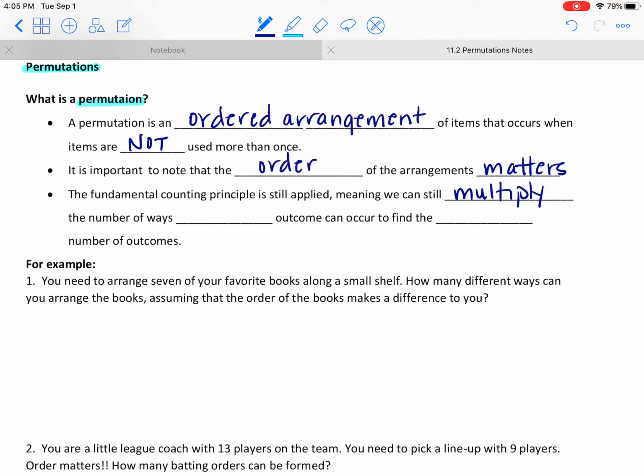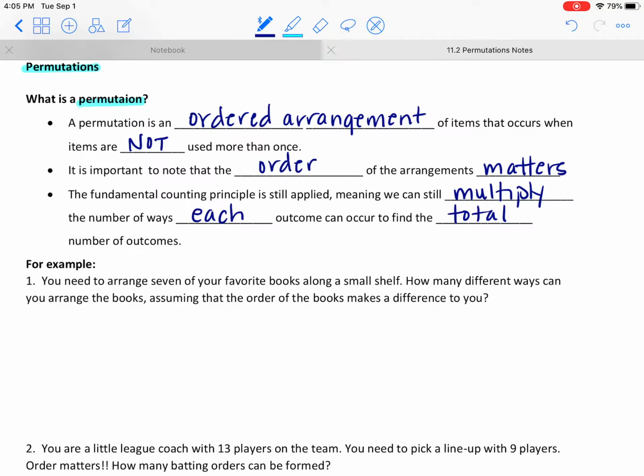We can still multiply the number of ways that each outcome can occur to find the total number of outcomes in a situation. So I'm going to show you how what we're doing is connecting to the counting principle that we've already talked about, and then I'm going to show you how we can use this concept of permutations and actually a formula to simplify our work. Now you'll still have both options. I just want to throw out there what some of the language and options are going to be available, and then you sort of choose what works for you.